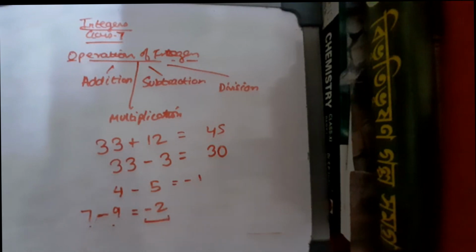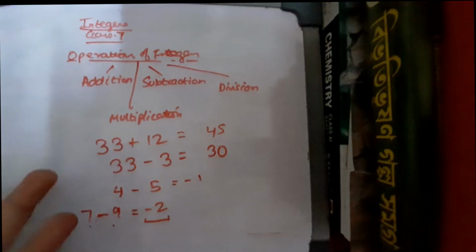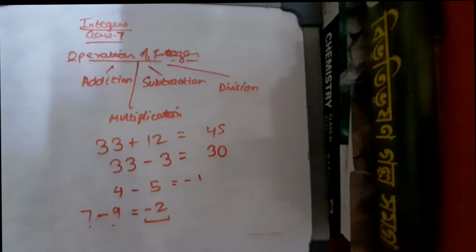I will talk more about subtraction of integers in detail. I was just giving you an idea about what the operations on natural numbers were. In the same way we do these operations on integers. We add integers, we subtract integers, we multiply integers, we divide integers. So let us go on to addition of integers.